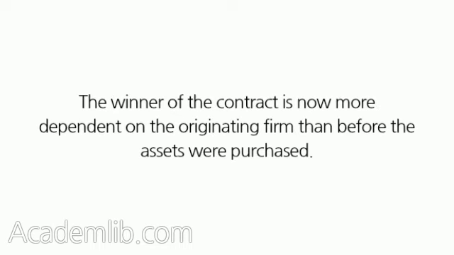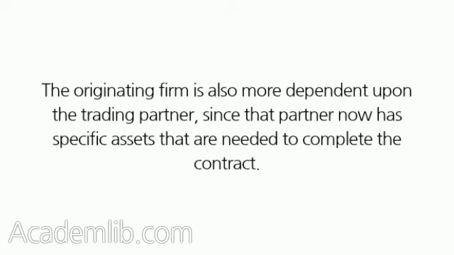The winner of the contract is now more dependent on the originating firm than before the assets were purchased. The originating firm is also more dependent upon the trading partner, since that partner now has specific assets that are needed to complete the contract. This mutual need is called bilateral dependency.